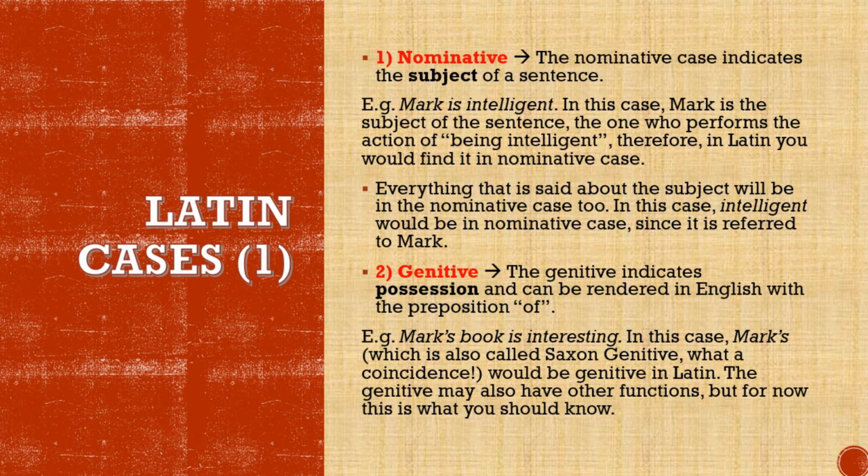Then we have the genitive. So the genitive can actually indicate many things, but as a preliminary concept, I think that you should learn that the genitive generally indicates possession. And so it can be rendered in English with a preposition "of" or with a Saxon genitive. For example, if I say "Mark's book is interesting" or "the book of Mark is interesting," "Mark's" or "of Mark" would be genitive. It is of course not a coincidence that the Saxon genitive is called genitive, because it indicates possession.